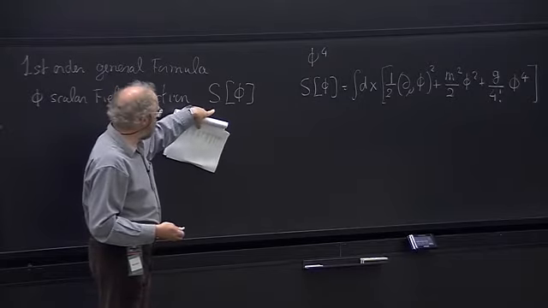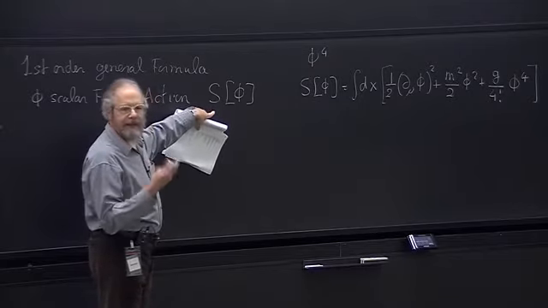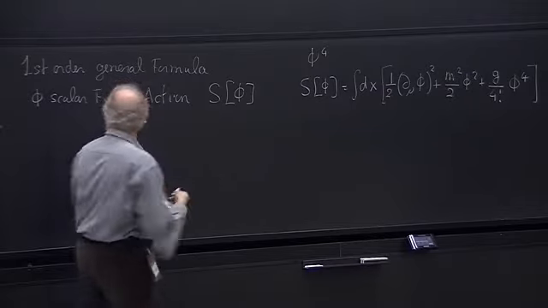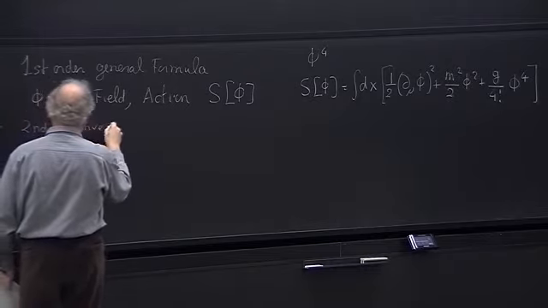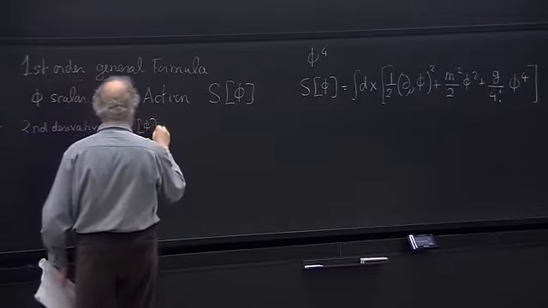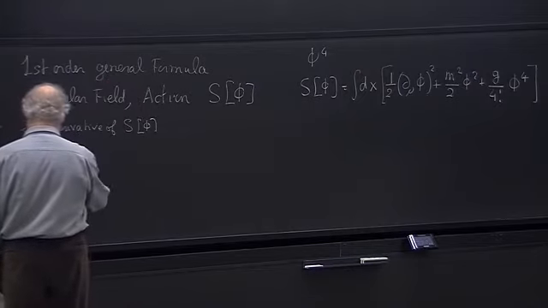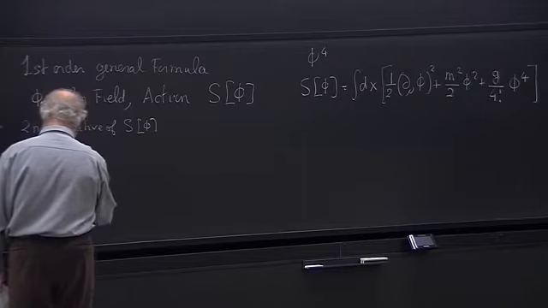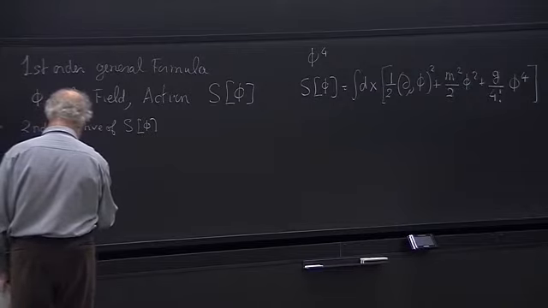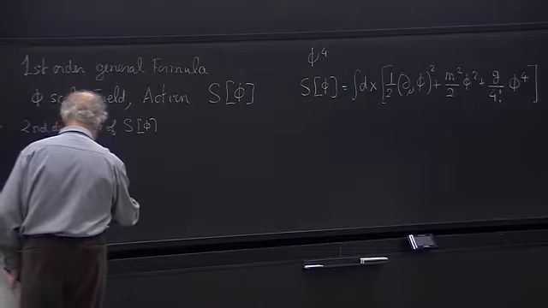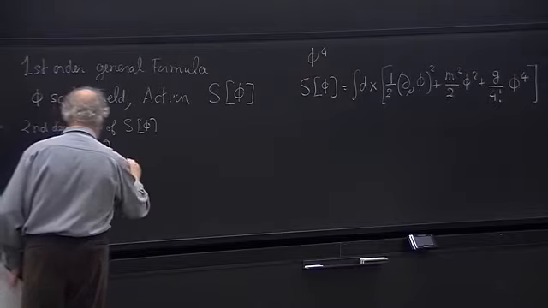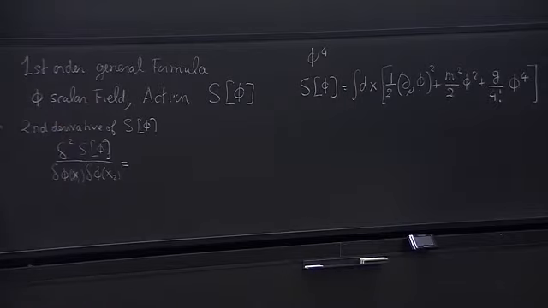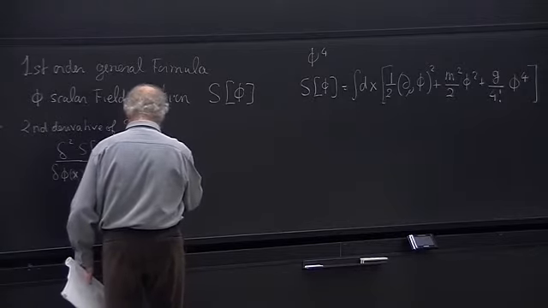Now, there is a very important object which is the second derivative of S. So the second derivative of the function S of phi is defined as delta over delta phi at a point x1, delta of phi at a point x2, of the functional S of phi. So in some sense, this is something like the classical two-point function. I'm going to denote it S double prime.